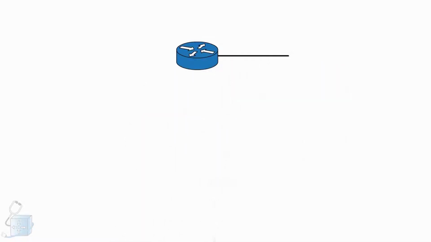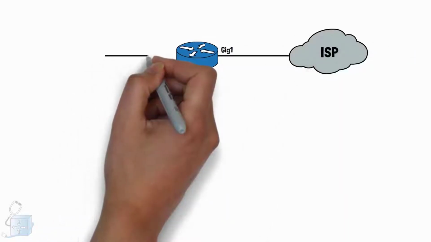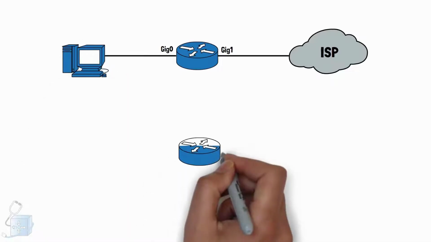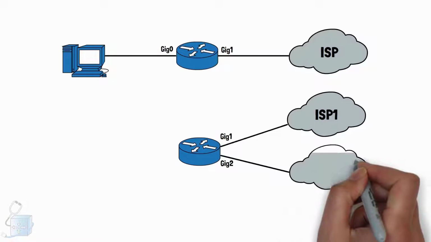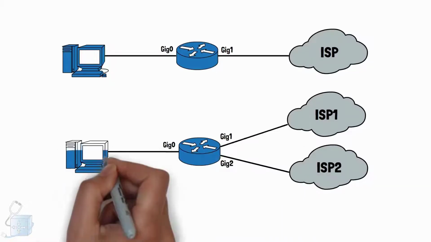Doing NAT overload or PAT with a single ISP is easy and straightforward, but things get a little bit complex once you have more than one ISP terminating on your Cisco router.